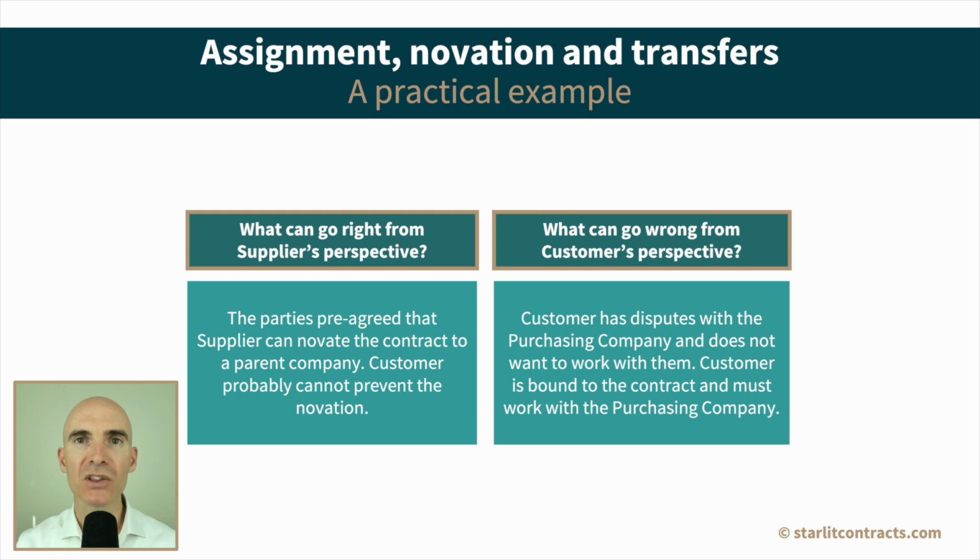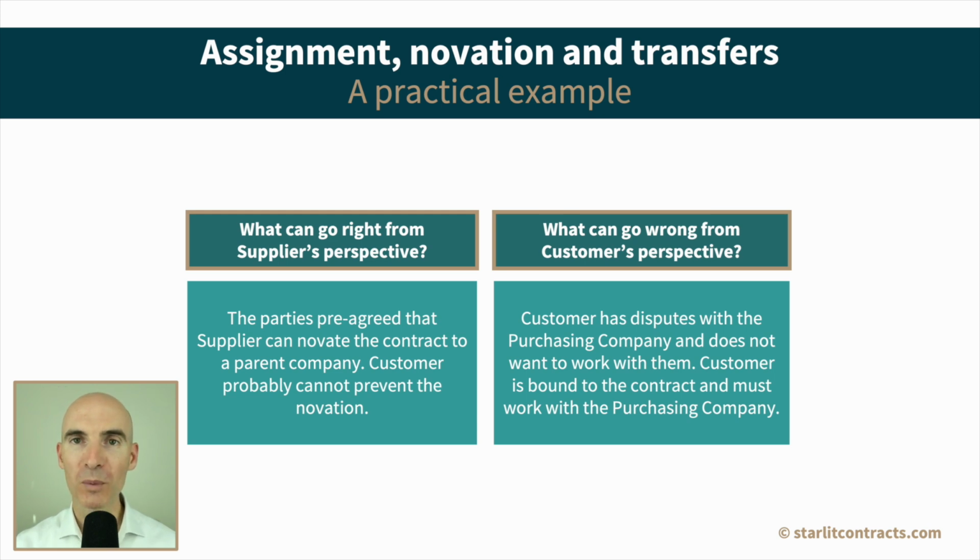Well, it might be that the supplier and the customer pre-agreed in the contract that it would be possible for the supplier to novate its rights and obligations to its parent company. So once the purchasing company had acquired the supplier, that would entitle the supplier to transfer its rights and obligations to the purchasing company without requiring any additional approval from the customer.